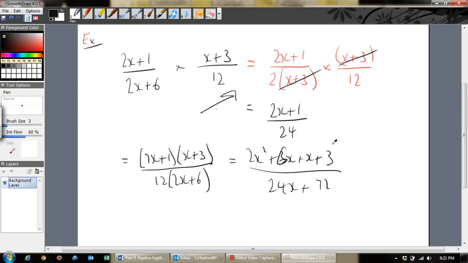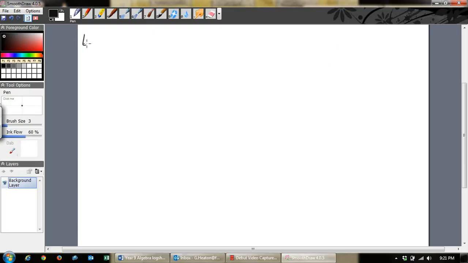Okay, so that's multiplying. Let's do some dividing of fractions.